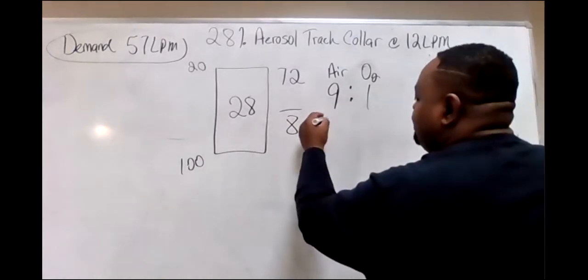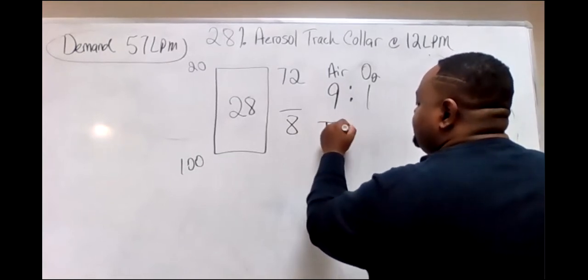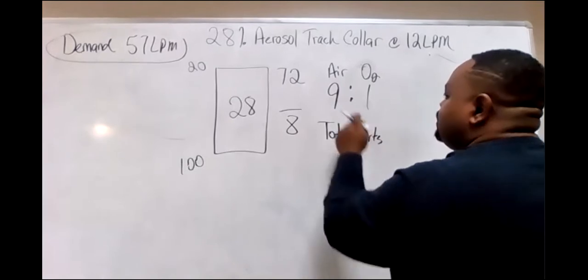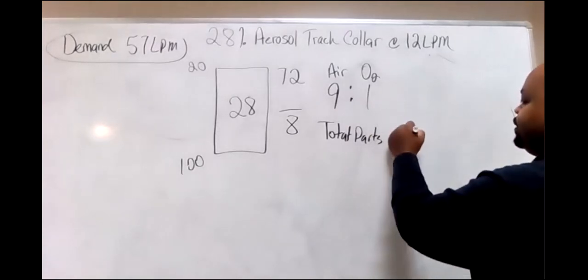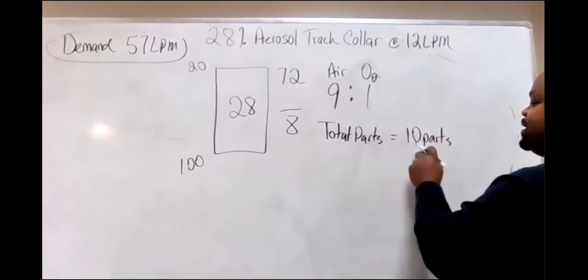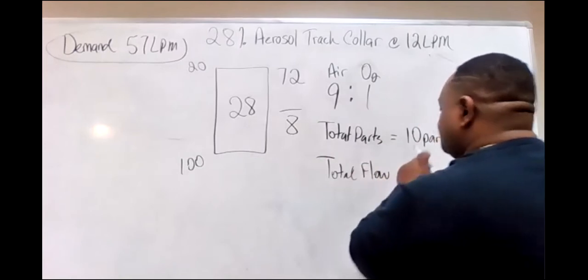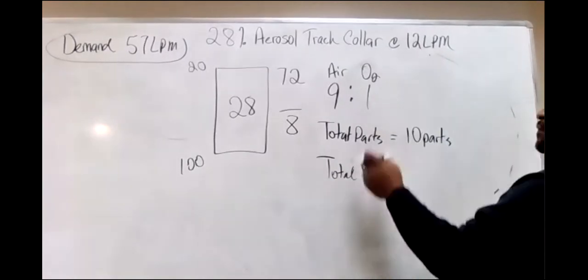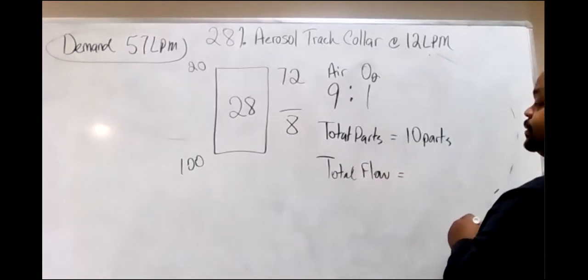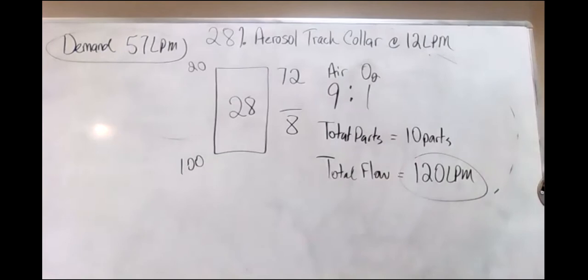All right, so now mute your mics. The total parts, don't skip ahead, total parts, right? We have 9 parts air, 1 part oxygen. So the total parts is what? 10. 10 total parts. Now, what is the total flow? Which is the parts times liters per minute. So the parts times liters per minute gives us a total flow of what? 120 liters per minute. And now are we meeting his demand? Yes. We are meeting and exceeding his demand.